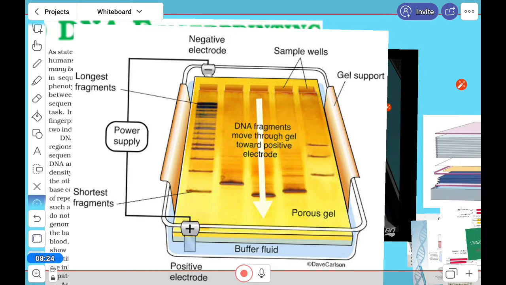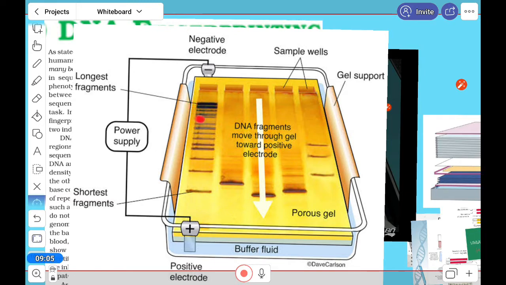And here you can see that this is called a well. In this well we are dropping the sample, after treating with the restriction enzyme, the sample from the blood of the victims and suspects, one after another. Here is the negative electrode, and here it is positive. DNA, you know, is negatively charged, so it tries to move. See the movement: DNA fragments move through the gel towards the positive electrode.